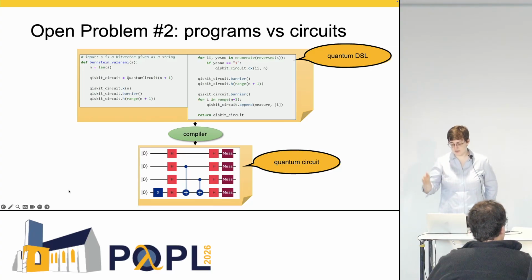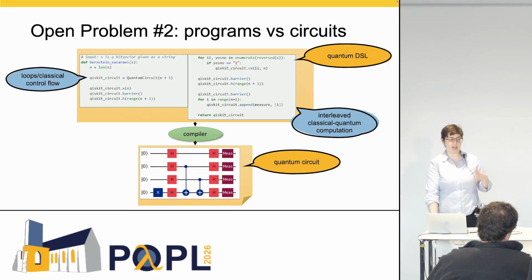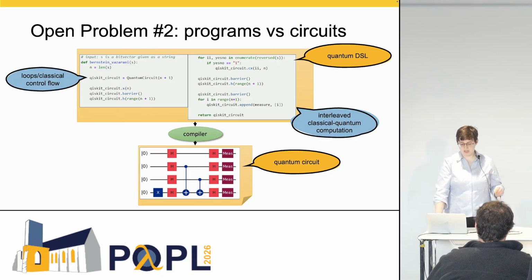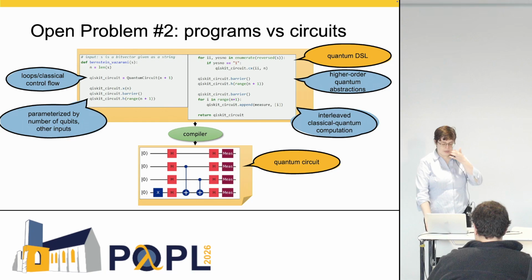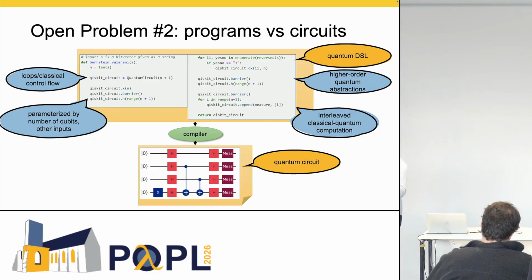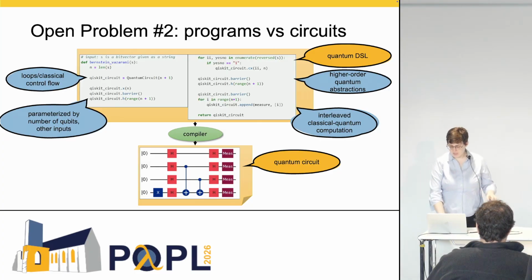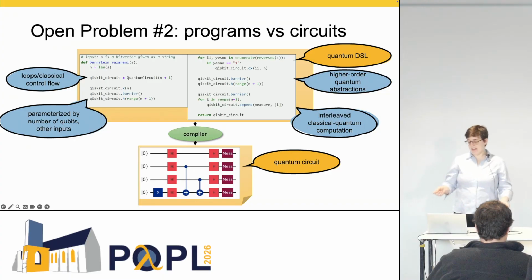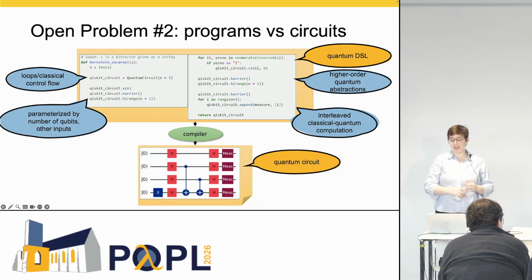In addition to the quantum gates, these quantum programs have a bunch of things. They might have interleaved classical and quantum computation. They might have classical control flow, like loops. Certainly higher level quantum abstractions, and even things like parameterized programs in terms of the number of qubits that are the input, or some rotation angles, things like that. Perhaps surprisingly, expressing the semantics of these quantum programs, compared to quantum circuits, can be quite challenging.